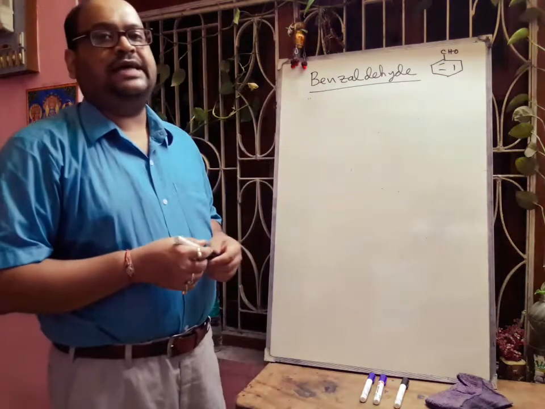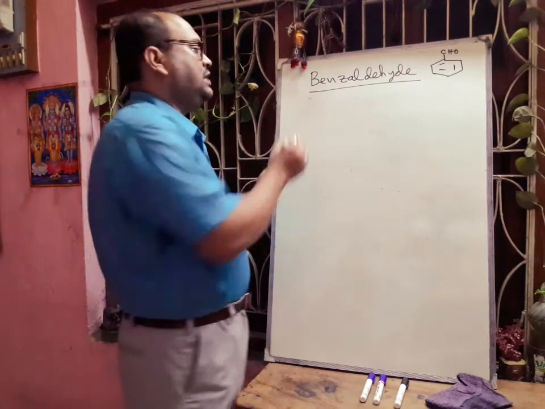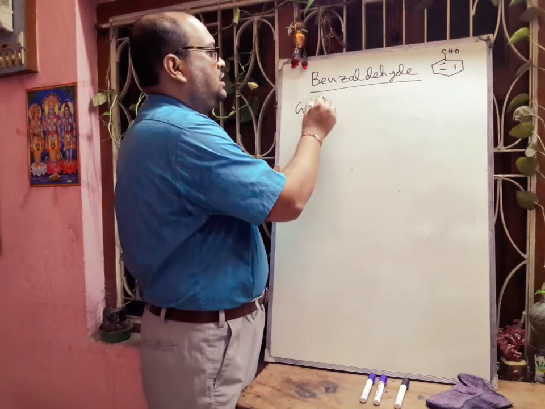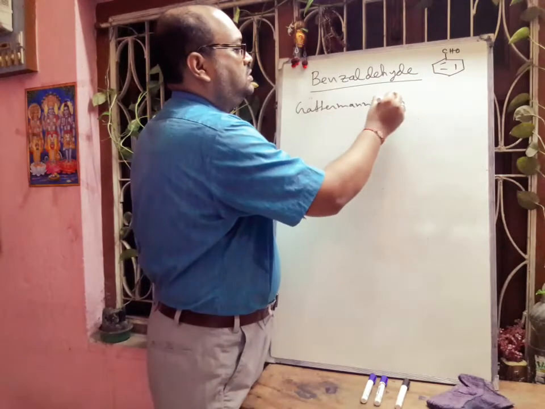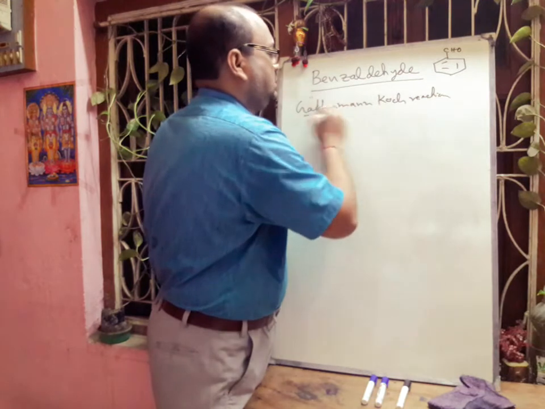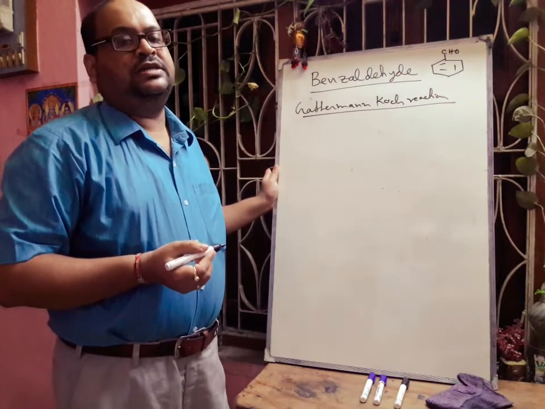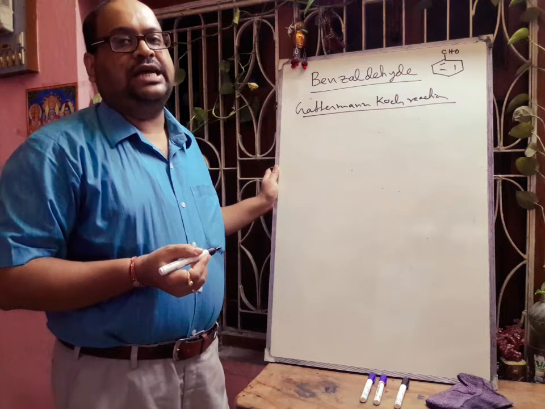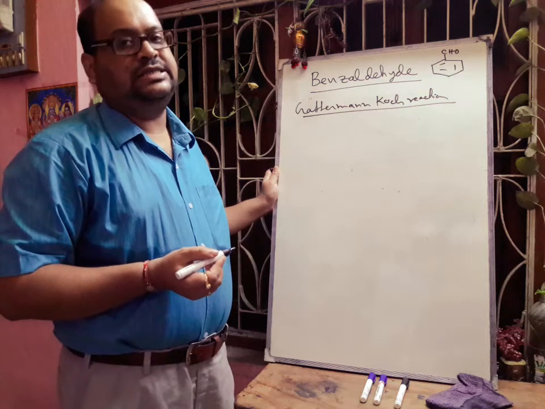The name of the reaction is Gattermann-Koch reaction or Gattermann-Koch synthesis. In this reaction, the main reagent is CO, that means carbon monoxide, and HCl in presence of anhydrous AlCl3.